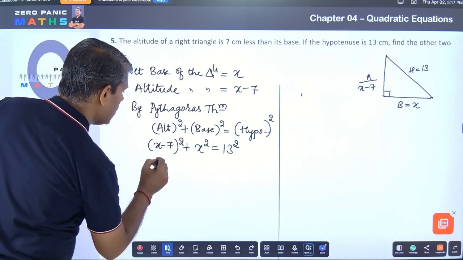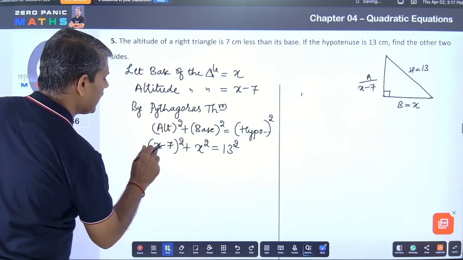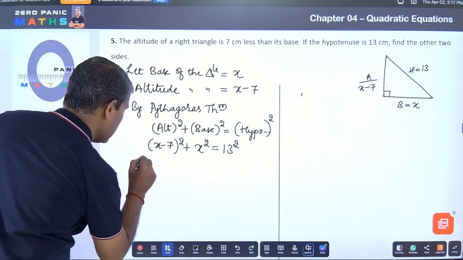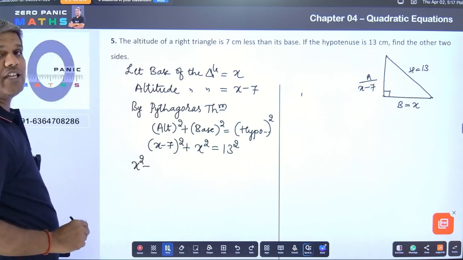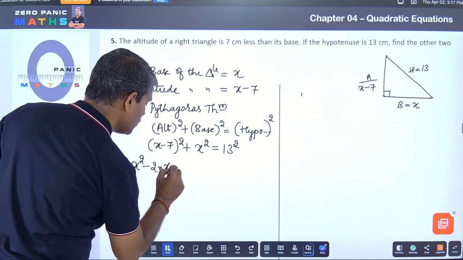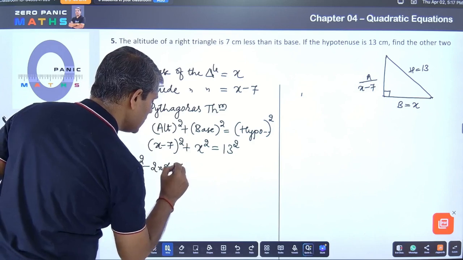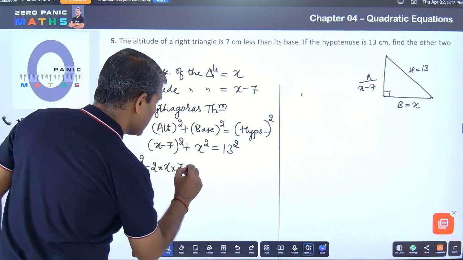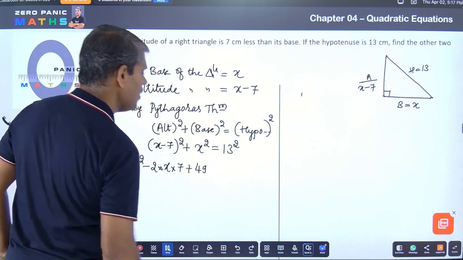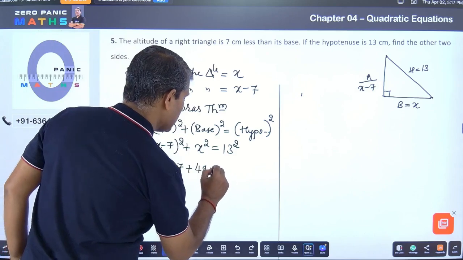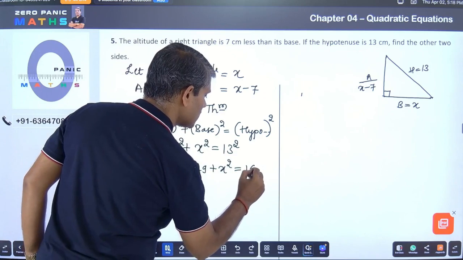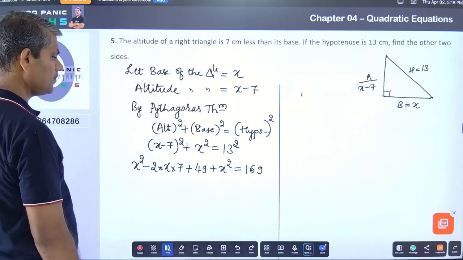Okay. So it is again (a minus b) whole square, where a is x and b is 7. So that is a square minus 2ab plus b square. Let me write that just to avoid the confusion. a is x, b is 7. What is b square? 7 square, let me write directly as 49, plus x square, this is that base square, is equal to 169, that is 13 square.